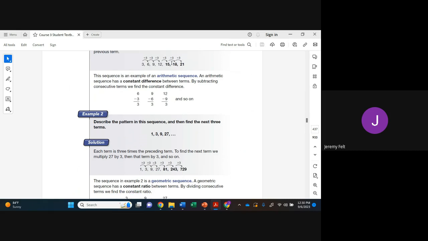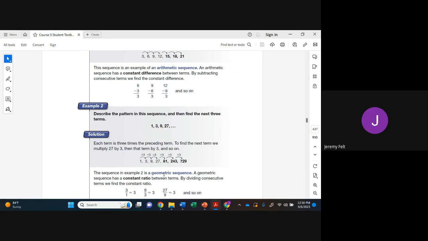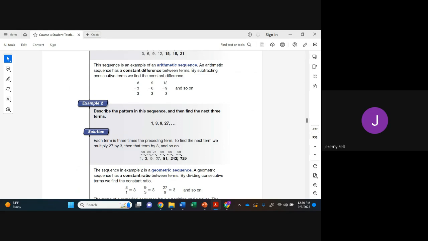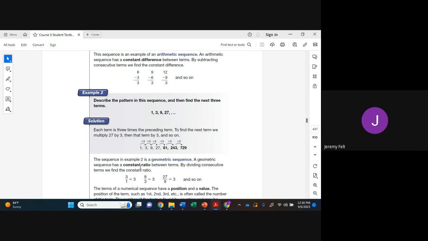So arithmetic, we're just adding by a constant. This one is geometric, and we can find this by doing the division. 243 divided by 81 is 3. 81 divided by 27 is 3. 27 divided by 9 is 3. 9 divided by 3 is 3. 3 divided by 1.